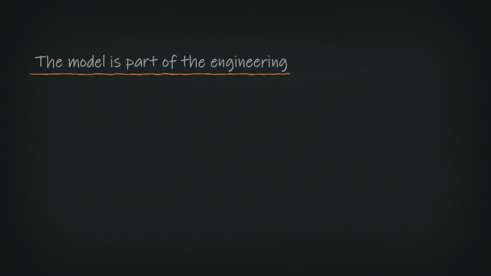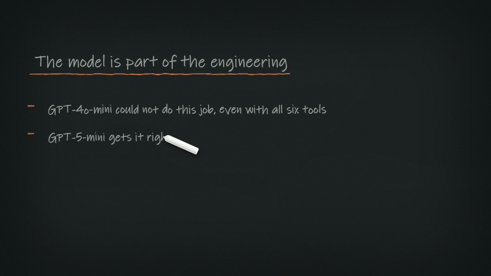Now, one honest note about models, because this is a real part of the engineering. I first built this on GPT-4o Mini, and it could not do this job even with all 6 tools. It mixed up the row counts, it put an incidental column in the pattern, and once it answered in prose without calling the final tool at all. Everything you just watched is GPT-5 Mini. The gap between those 2 models on this task is worth about 1 cent per run.